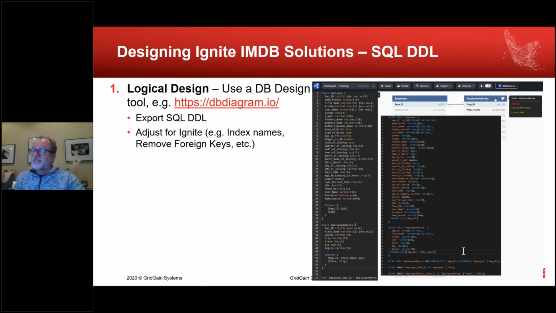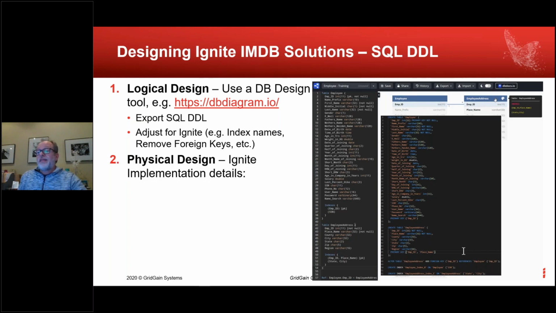You will have to adjust this for Ignite, because Ignite isn't one of the export engine types. You might want to change the index names. You should probably remove the foreign keys. You don't have to, but it's going to fail because it will say adding a foreign key is not supported.